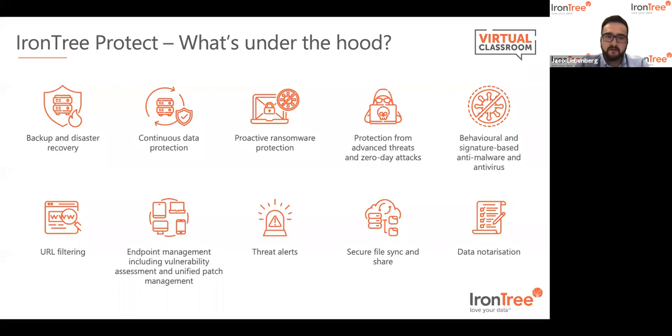So if we just peek under the hood, the off-the-bat functionalities that are included in IronTree Protect, as I mentioned, starting very importantly with the backup and disaster recovery aspects. Then there's a functionality called continuous data protection, which is exactly what it is. So it's real-time protection of your data. Ransomware protection off the bat, protection against advanced threats and zero-day attacks, all the fancy buzzwords, behavioral and signature-based anti-malware, AI threat alerts, secure file sync and share. There's data notarization baked into the system already. And very importantly, endpoint management, including vulnerability assessments of your environment.